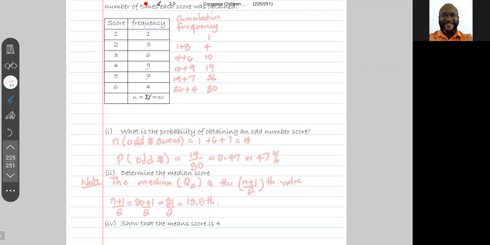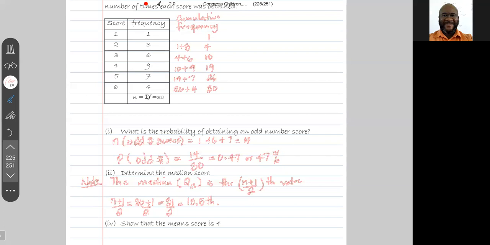So what this is saying to me is that the median is the average of the 15th and the 16th value. The median Q2 is the average of the 15th and the 16th value. The 15.5 is telling me that the median is between the 15th and the 16th value. Everybody should also remember, whenever there's an even number of values, the median is the average of the two middle values. Guys, there are 30 values, so the median is the average of the 15th and the 16th value. That is what this calculation is saying.